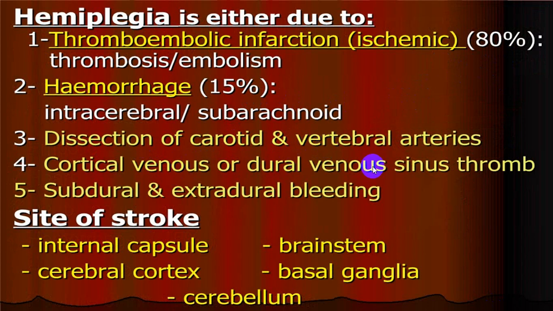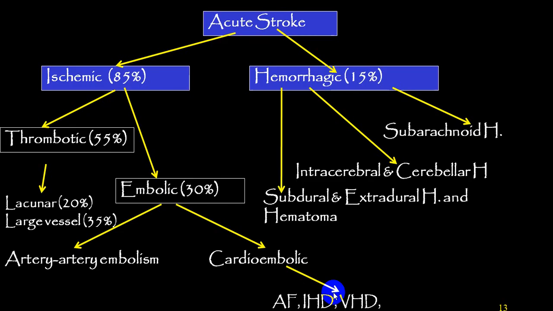Venous sinus thrombosis can also produce neurological weakness, and not very common, but may result in subdural or extradural bleeding. These can also involve the pyramidal tract and produce hemiplegia. Depending upon the site, we call damage to the cerebral cortex, corona radiata, internal capsule, brain stem, that is midbrain, pons and medulla, and then if there is damage in the upper part of the cervical cord above C5 level, you can develop hemiplegia.